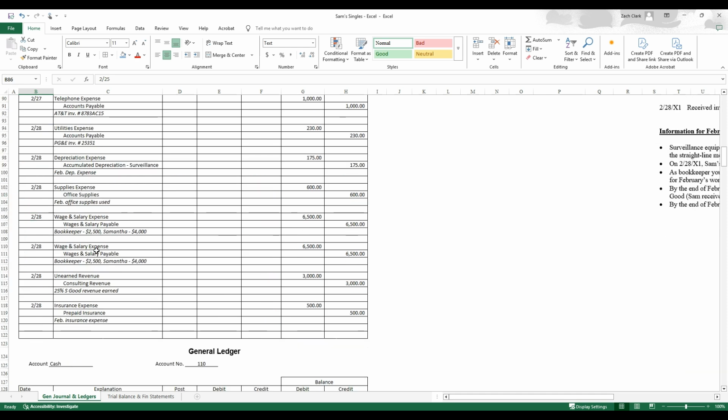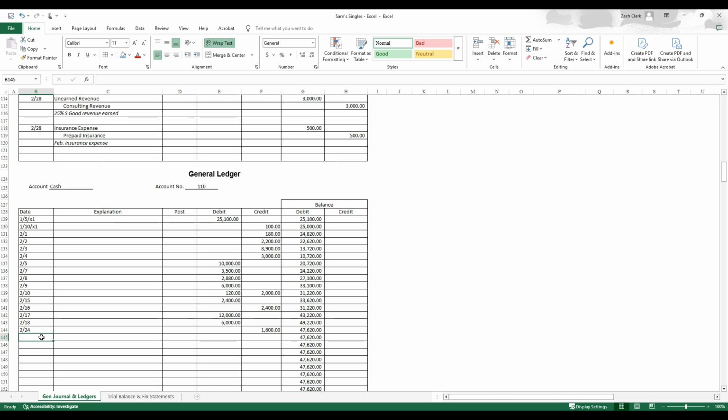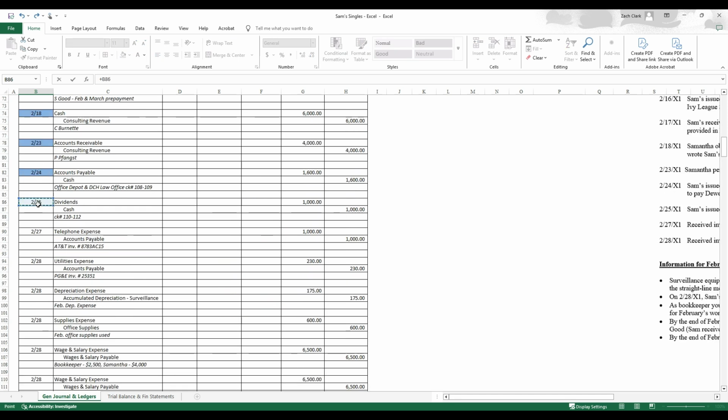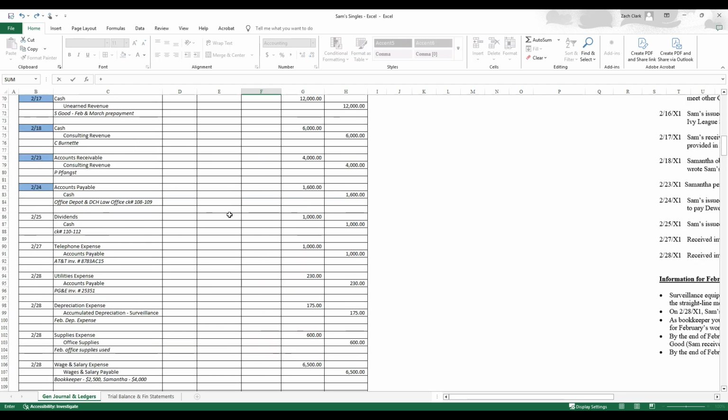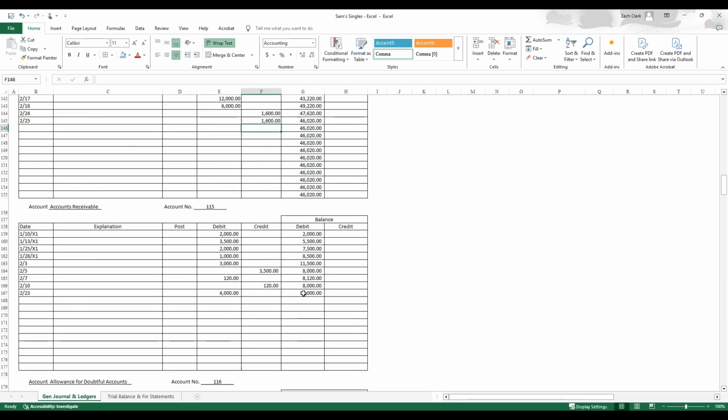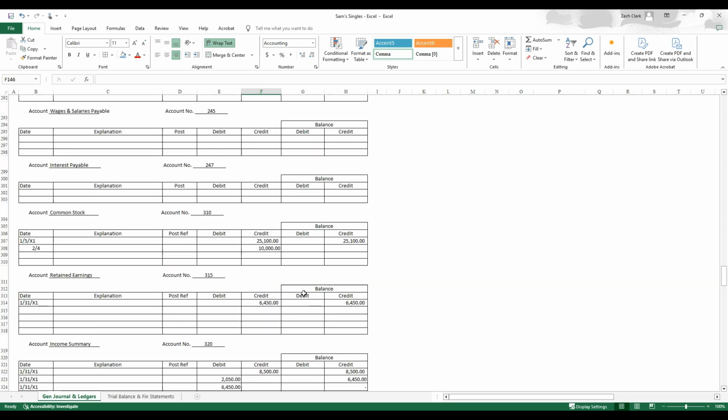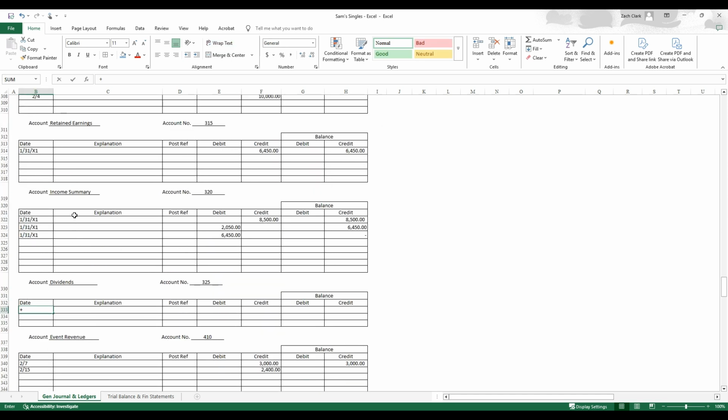And now on the 25th, we paid dividends. And that'll be a reduction of our cash, 1600. And that'll be a debit to dividends.